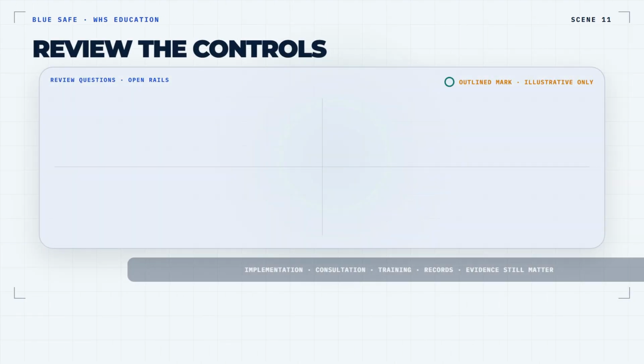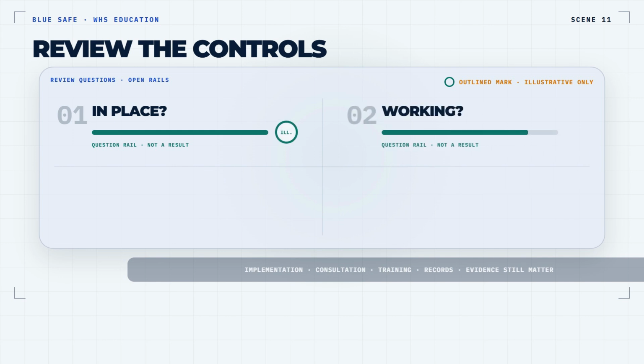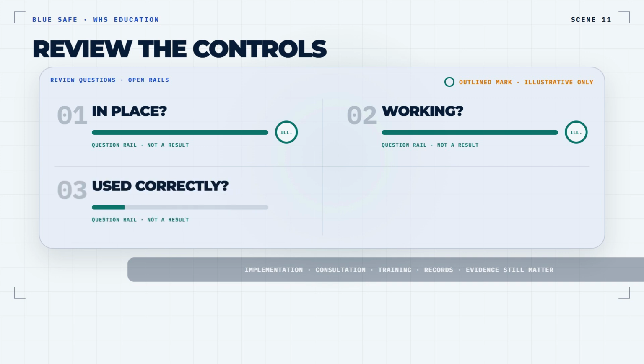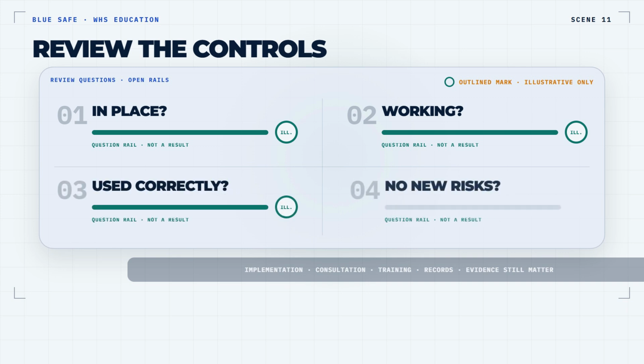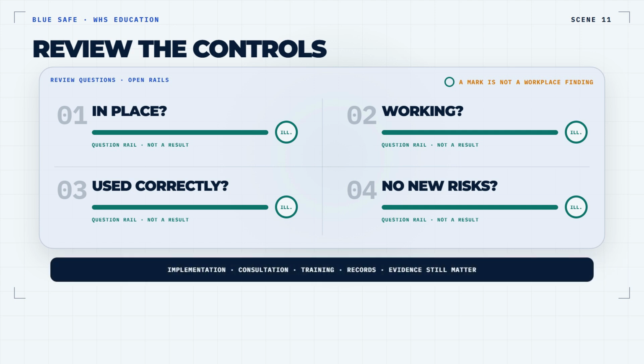Are the controls in place? Are they working? Are they used correctly? Are they avoiding new risks? These 4 approved review points provide a clear visual sequence. A green mark in this animation is not a workplace finding. Real review, implementation, consultation, training, records, and evidence still have to occur in the actual work context.